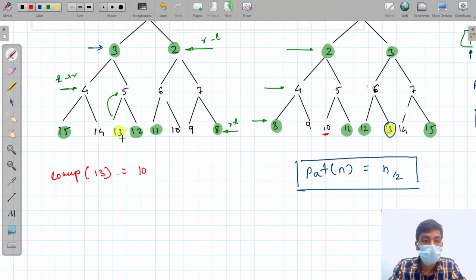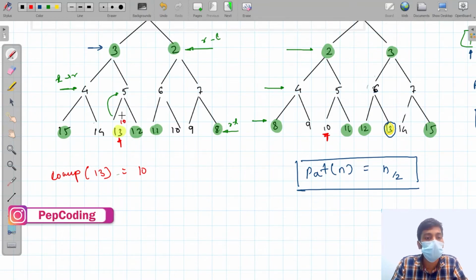That is, I am just comparing this value with this value. Instead of this 13, what should have come here? It should be 10, right? And if somehow I get value 10 for this 13, I can easily get its parent. If I get 10 here, then 10 by 2, this formula is now going to work. That is, 10 by 2 is nothing but 5.